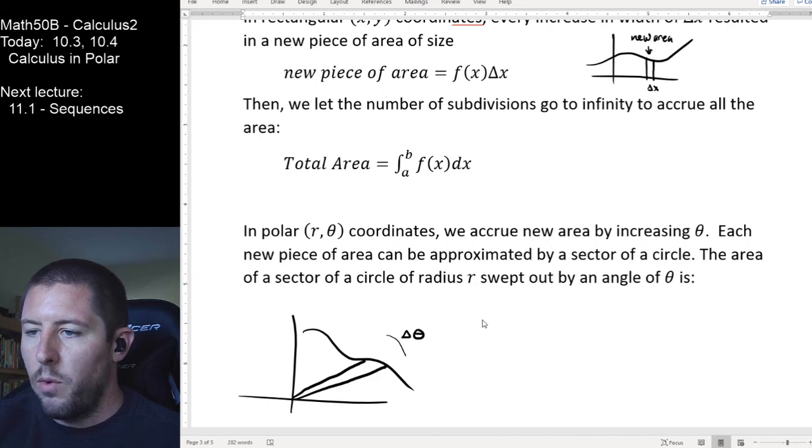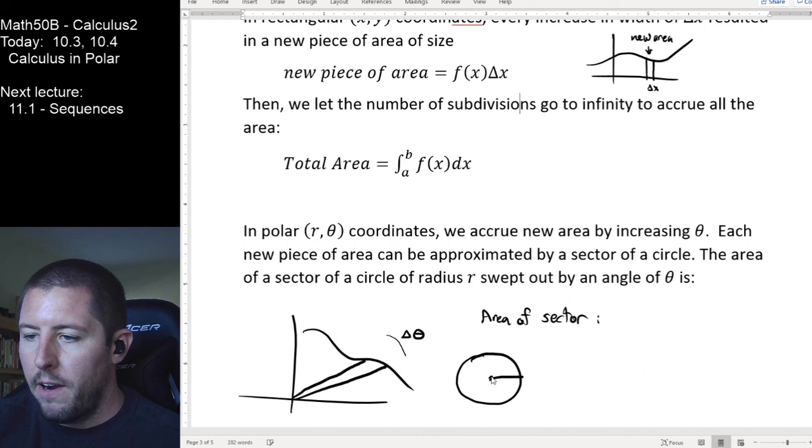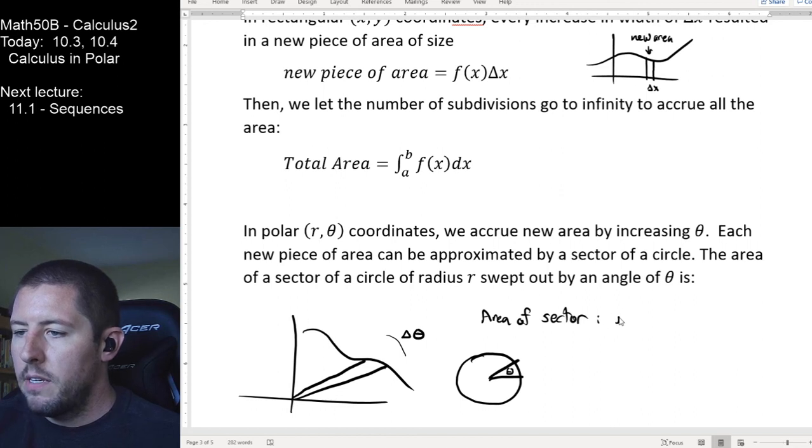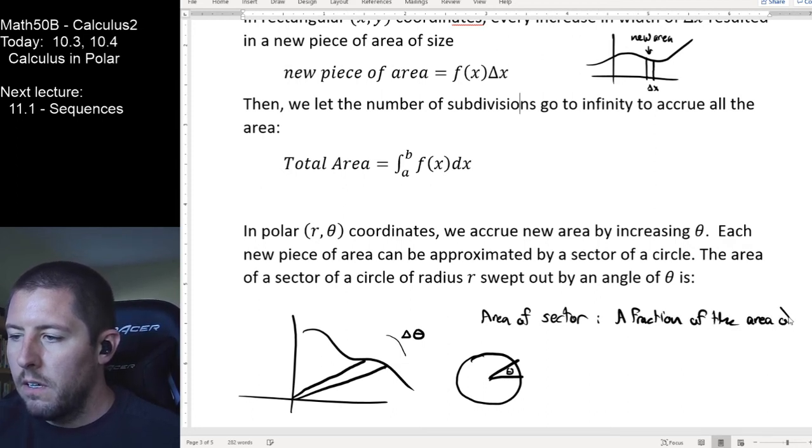So what is the area of one sector? Well, just picture a circle, and we're just talking about the area of one sector of a circle, right? If that was some angle theta that was sitting in there. So what I'm thinking is this is just a fraction of the area of a circle.